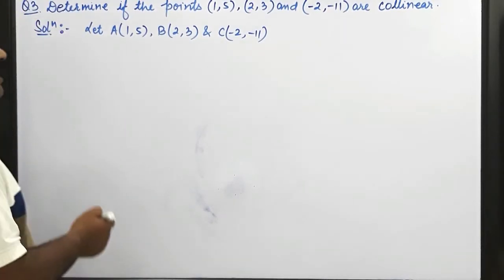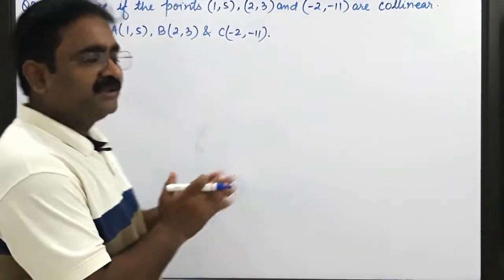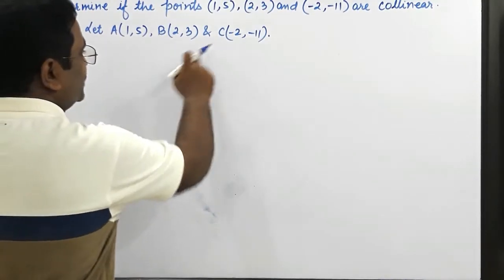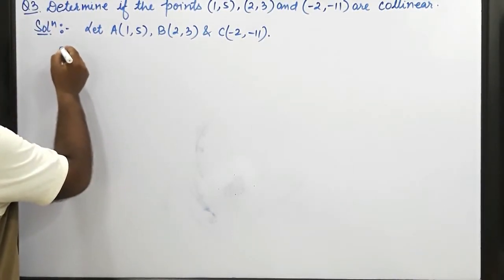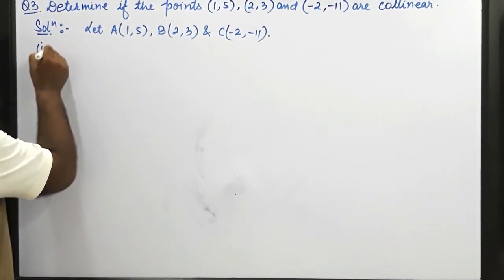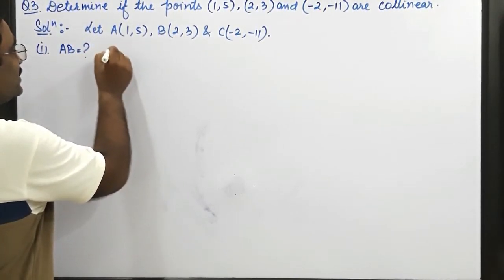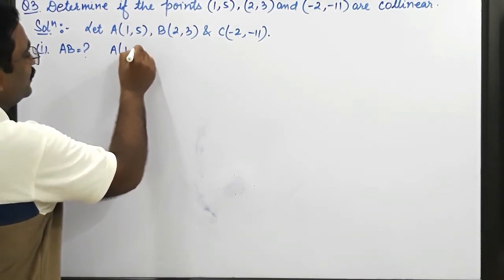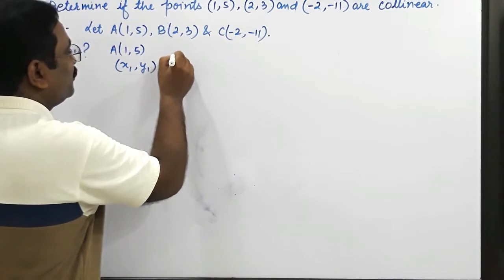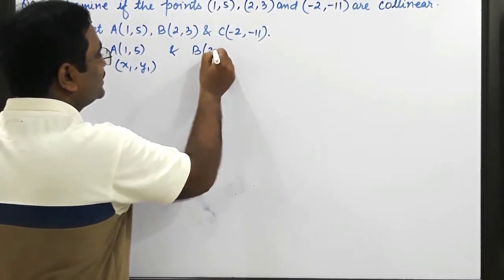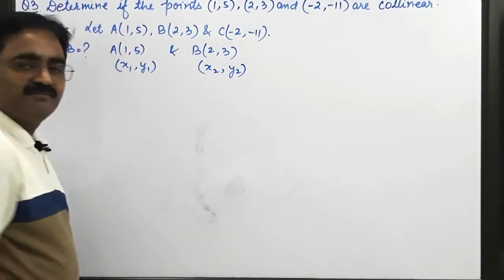So after taking these points, we should find the distance between these three. The first will be AB, second we can find BC and third we can find AC. So to find the measure of AB, let us find the first part, measure of AB. A is 1, 5, meaning this is x1 and y1 we have taken, and the second point B, whose coordinates are 2, 3, and these points are x2, y2, right children?